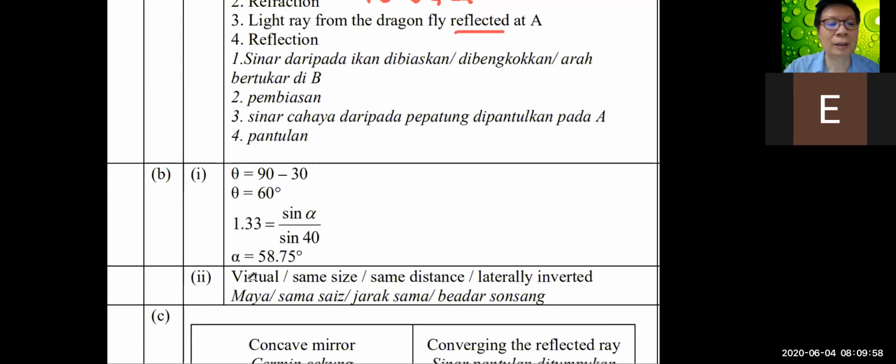Okay, for the characteristics of the image, you can put virtual, same size, same distance from the surface of the water, or laterally inverted. Laterally inverted means left goes to right, right goes to left. Either one, you can give either one as the answer.